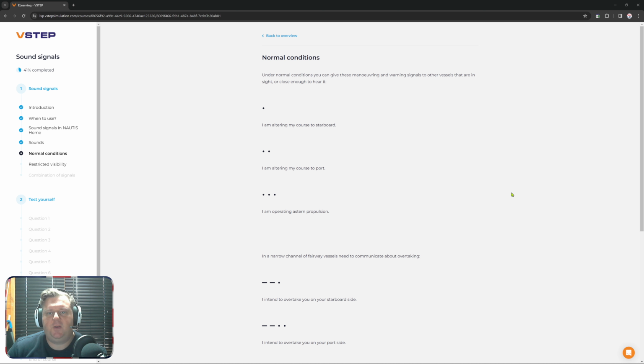Okay, under normal conditions, you can give these maneuvering and warning signals to other vessels that are in sight or close enough to hear it. One: I'm altering my course to starboard. Two dots: I'm altering my course to port. Three dots: I am operating astern propulsion, so I'm backing up.